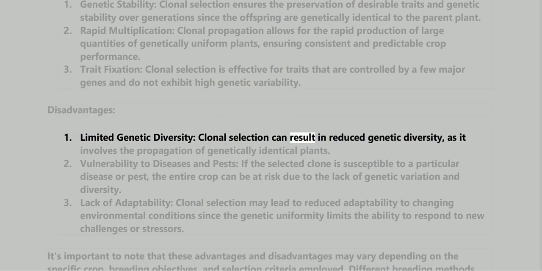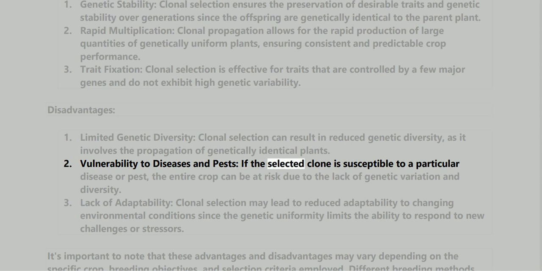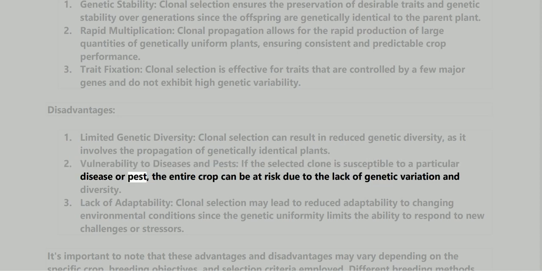Clonal selection can result in reduced genetic diversity, as it involves the propagation of genetically identical plants. 2. Vulnerability to diseases and pests. If the selected clone is susceptible to a particular disease or pest, the entire crop can be at risk due to the lack of genetic variation and diversity.